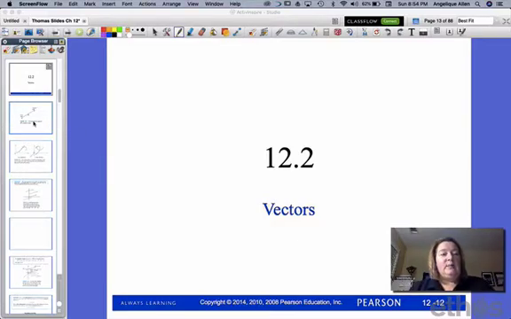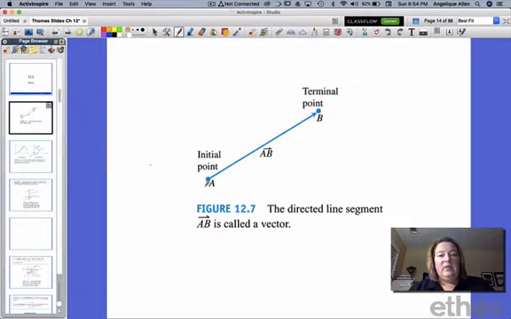So let's take a look at a vector here. We have the initial point and the terminal point, and the arrow points toward the terminal point. This is different than a ray in geometry. An arrow in geometry on the end of a line segment makes it a ray that extends forever and has an infinite length. Unlike that, a vector has a specific length. The arrow is merely an indicator of the direction of the movement.